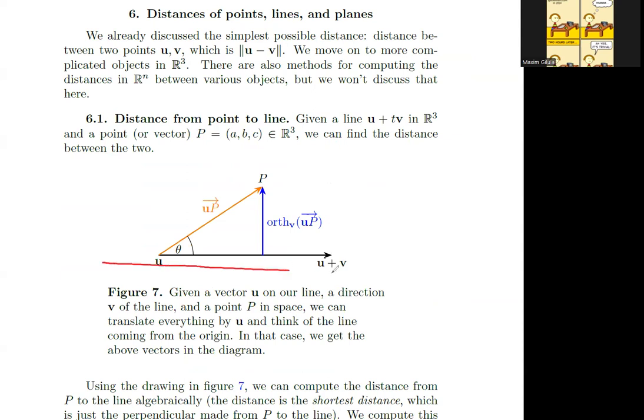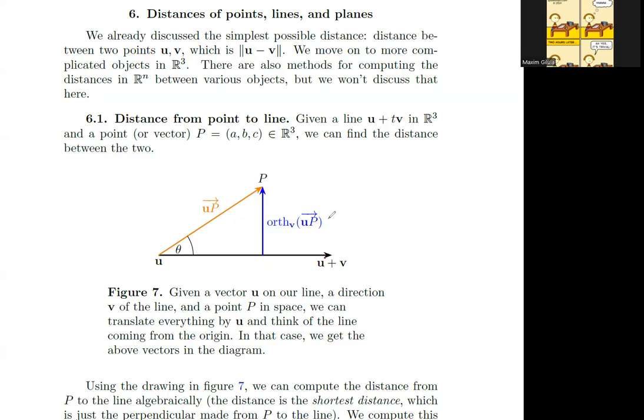So the idea is that this line here is u plus tv. Here's my vector u, it's coming from the origin somewhere, and here's u plus v coming from the origin somewhere. Then this vector is the vector UP. And then we could set up this triangle. If we have a line and I have a point, the distance is given by the magnitude of the orthogonal projection of UP onto V. And I know how to compute all that.